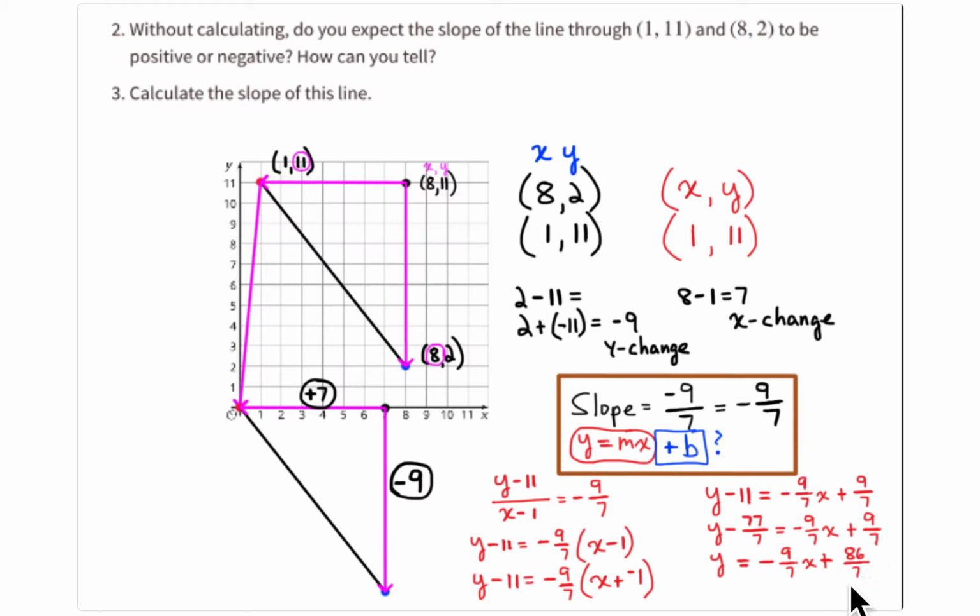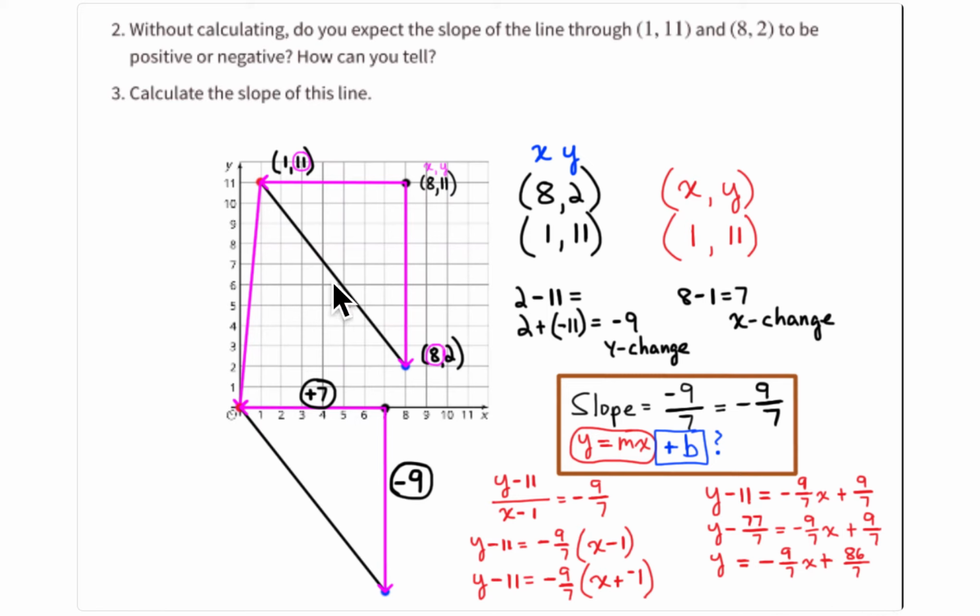This seems tough and it's hard to say, but as you work through it, I think you'll see it's not that bad, even though the fractions seem difficult to deal with. So this is a negative 9/7 x. That hasn't changed. But now I added 77 7s plus 9 7s. 9 plus 77 is 86. So this is 86 7s.